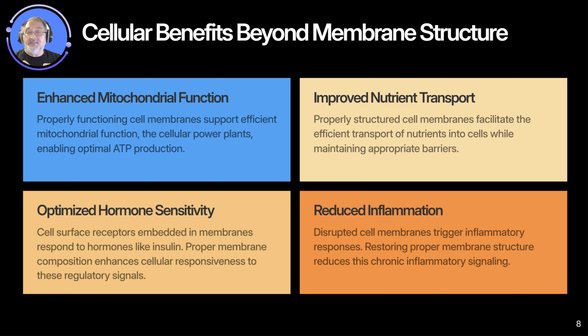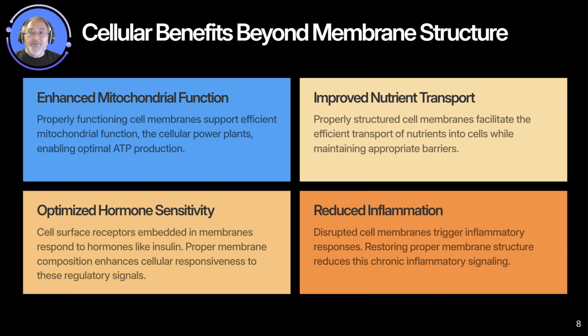Optimize hormone sensitivity. Cell surface receptors embedded in membranes respond to hormones like insulin. Proper membrane composition ensures cellular responsiveness to these regulatory signals. Remember, if the membranes aren't working properly, you may be producing the right amount of hormones, but they may not be getting into the cells to do the work that they need to.